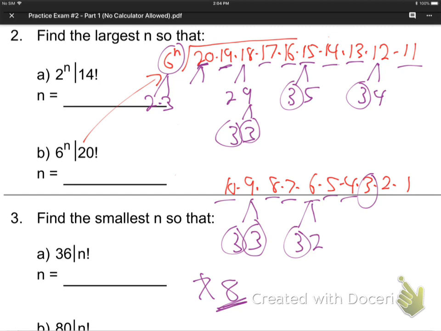So the highest power you can put here is 8. That's the highest power you could put there and have it go in. If you did 9, it wouldn't go in, because 6 to the 9th would have 9 3s, and there's not 9 3s on the right side, there's only 8. So the answer is 8. That's the biggest power. Does that make sense how to do that?